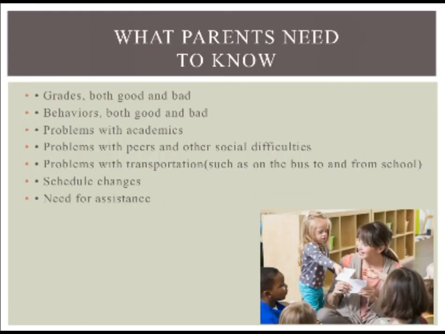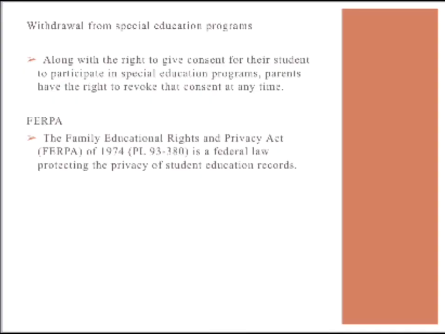So what do parents need to know? These are the things that parents need to know about their child. First, grades, both good and bad. Behaviors, both good and bad. Problems with academics. Problems with peers and other social difficulties. Problems with transportation, such as on the bus to and from school. Schedule changes and need for assistance. Withdrawal from special education programs.